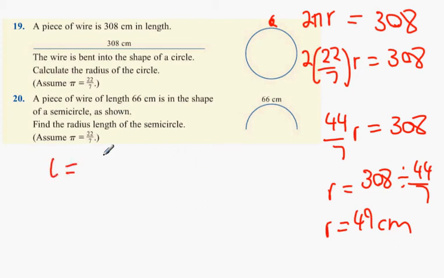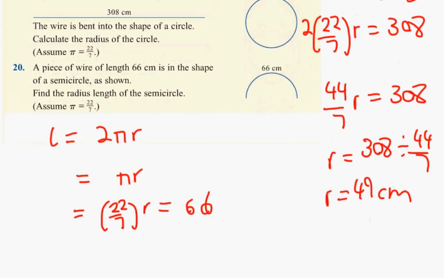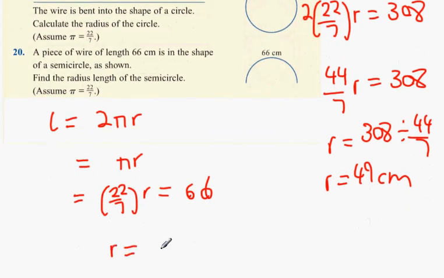Now, this is the length of a full circle. You don't want the length of a full circle, you want the length of the semicircle. So what you can say is the length of a semicircle is just pi r. It's half of it. Okay? So what you do then is you just say pi multiplied by r, which is 22 over 7 multiplied by r equals 66. So what I need you to do is divide 66 by 22 over 7.